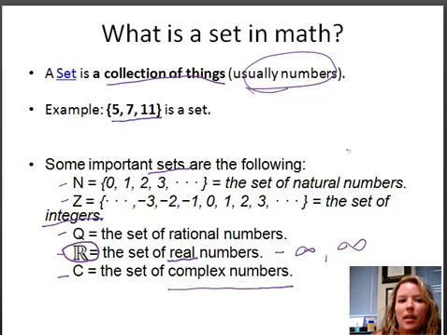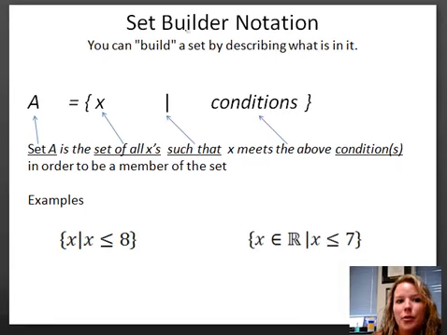Alright, so a set notation, we call it set builder notation, because you can build a set describing what's inside of it. So this is how it's read. A, the set A, is equal to X such that, so the symbol right here means such that, and then we define it using the inequalities we learned yesterday.